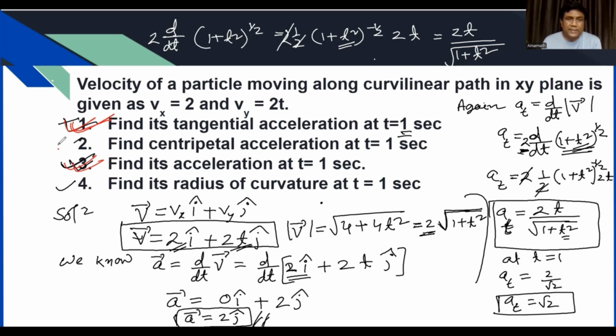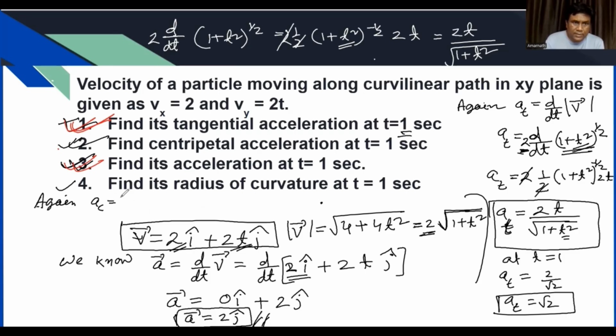So centripetal acceleration, how can we calculate? You see, we have two ways to calculate centripetal acceleration. So I hope you have copied this part. Again, centripetal acceleration is what? Speed square by r.